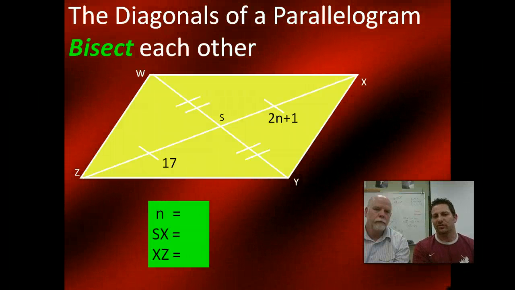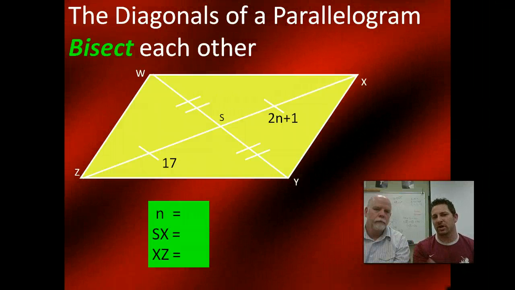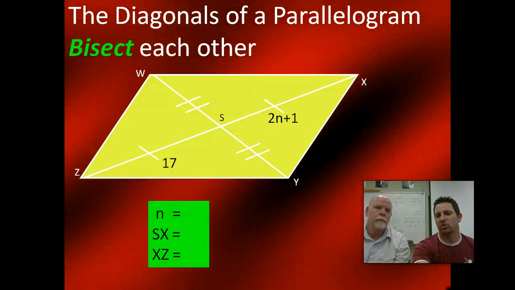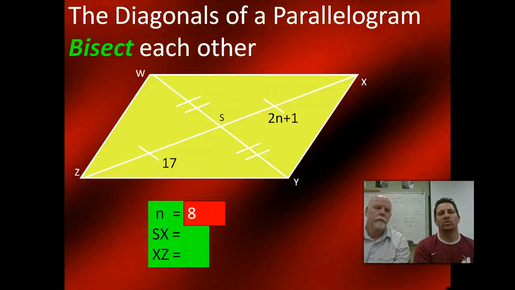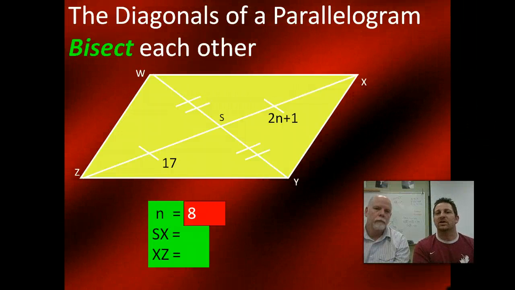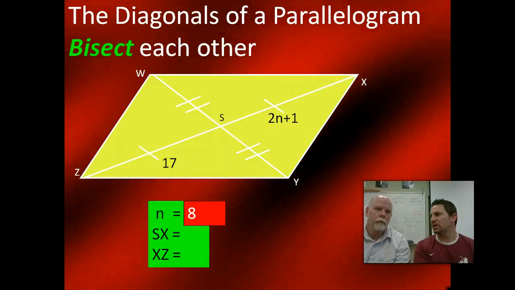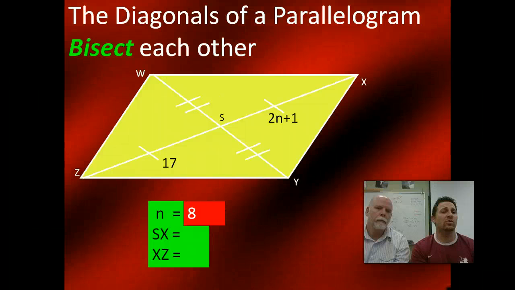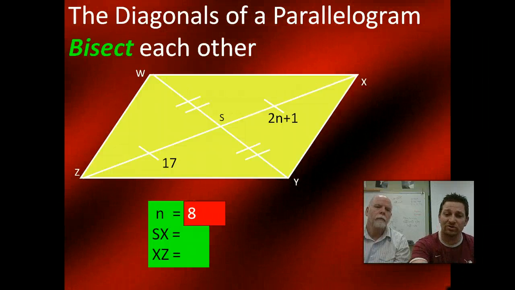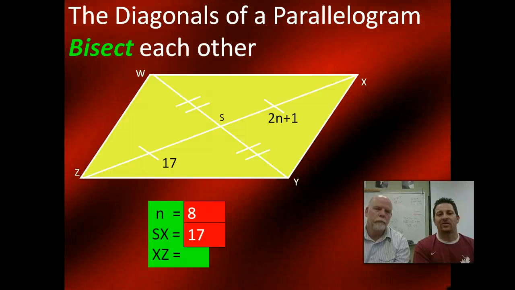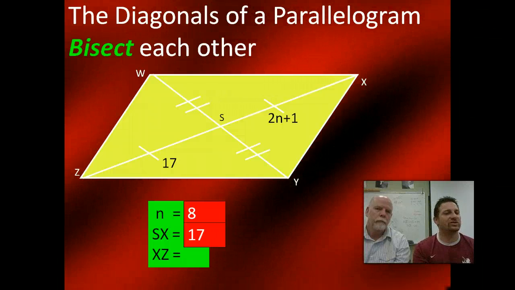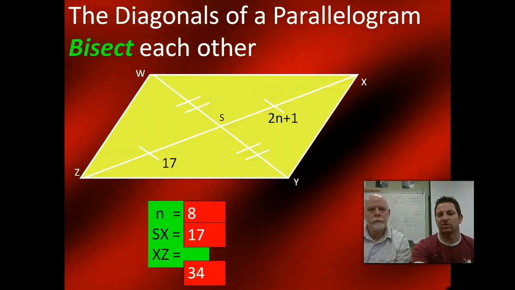So if you look at this, to figure out n, we know that 2n plus 1 has one hash mark, 17 has one hash mark, so we know that those are congruent. We just set that up, move things around, minus 1 divided by 2, and n is 8. Now, to find SX, all you've got to do is realize that if SX is the same as SZ, I don't really need to go back and plug this in. I can just say SZ was 17, so SX must also be 17. And then XZ would be the whole distance across, guys. So if one half's 17, then the other half's 17, just add those together, and you get 34.